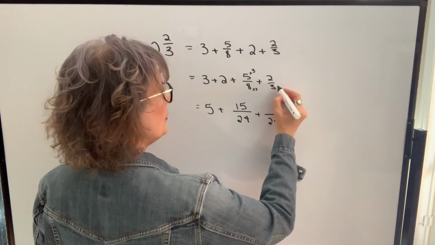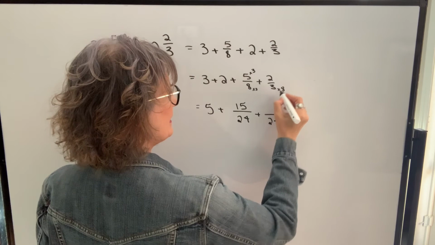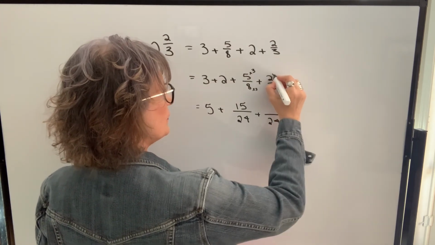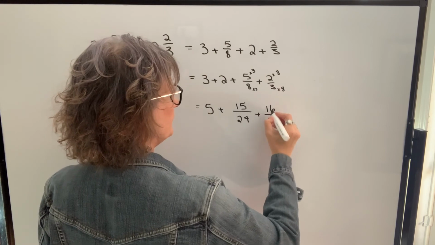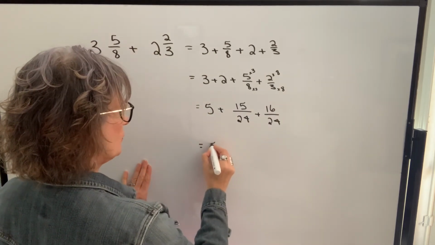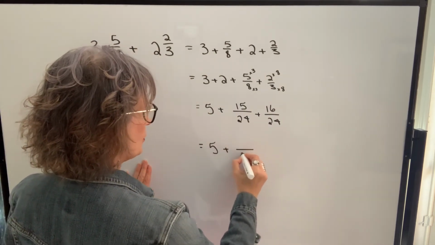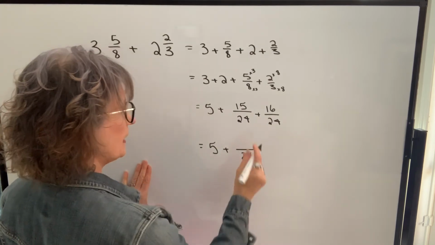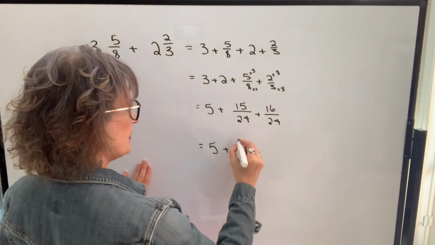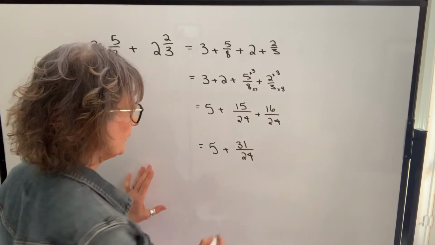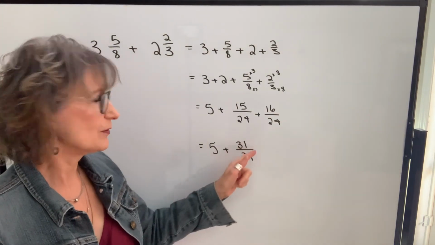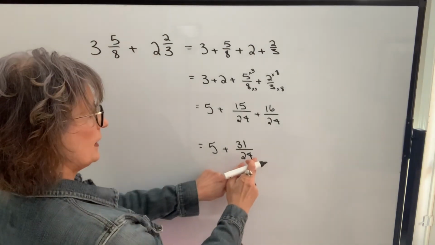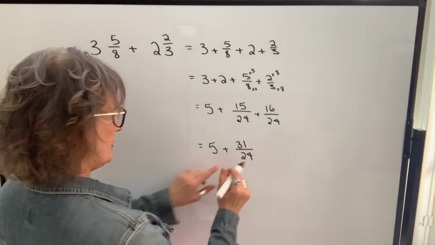In this example, I need to multiply 3 times 8 to get 24. So I need to do the same thing to the numerator. 2 times 8 is 16. Now I can add those fractions. My denominator will be 24. 15 plus 16 is 31. Because this is greater than 1, I can't leave it as 5 and 31 over 24. So let's change this to a mixed number.